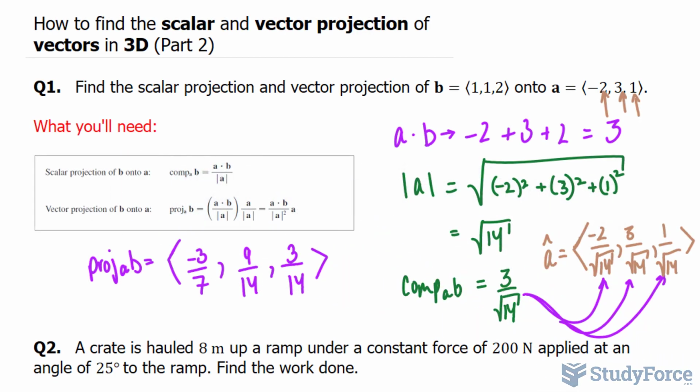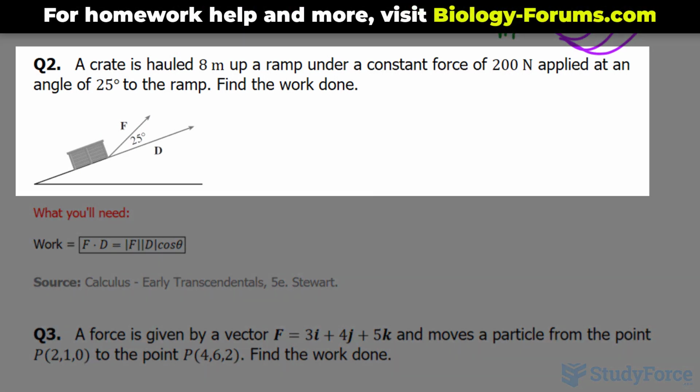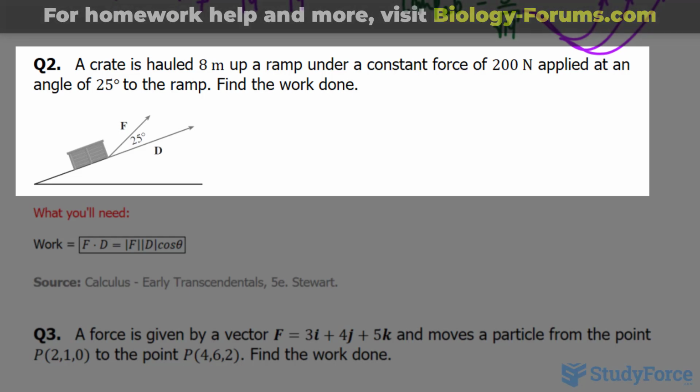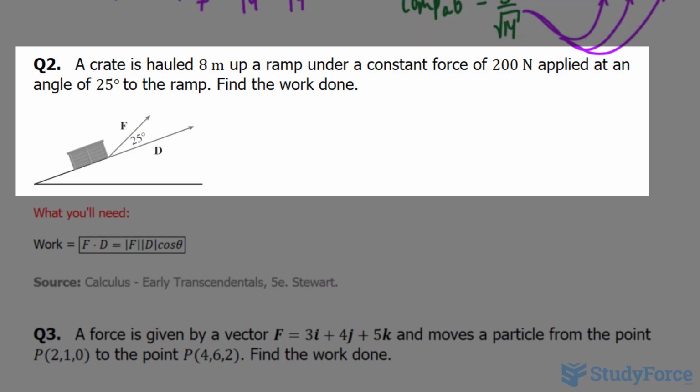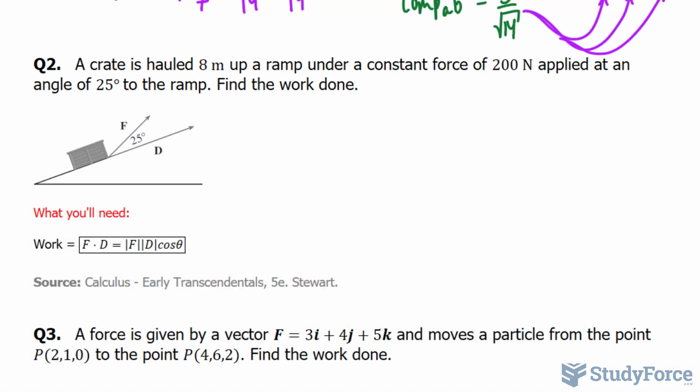In part 2 of this lesson, I'll show you how you can apply scalar and vector projections when calculating work in physics. We ended off with question 2, where we're asked: a crate is hauled 8 meters up a ramp under a constant force of 200 newtons applied at an angle of 25 degrees to the ramp. Find the work done. Now below I've shown you the formulas that you need, but before we can apply these formulas, let's understand where they come from.